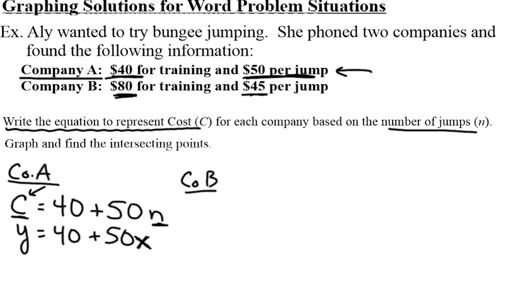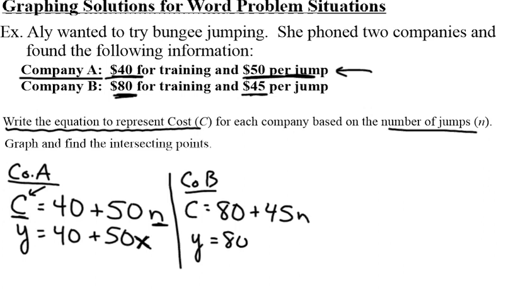Company B, same idea. Cost is $80 plus $45 times however many jumps. And again, the cost is dependent, y, on the number of jumps, which can change, which is our x. So understand which is y, which is x. So now it says to graph and find the intersecting points.